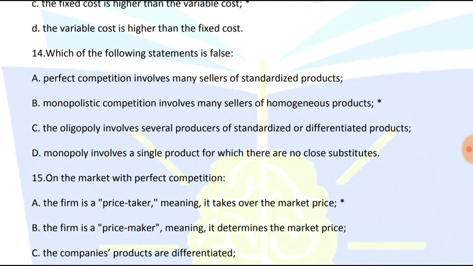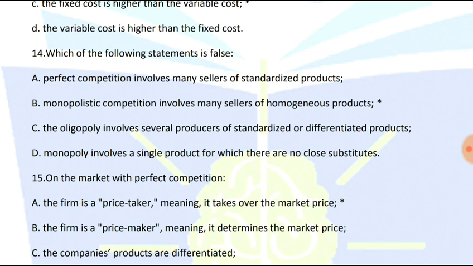The next one is, which of the following statements is false? Monopolistic competition involves many sellers of homogeneous products. It is the false statement, whereas perfect competition involves many sellers of standardized products. The oligopoly involves several producers of standardized or differentiated products, and monopoly involves a single product for which there are no close substitutes. All are true.